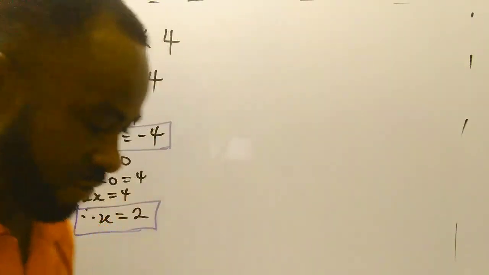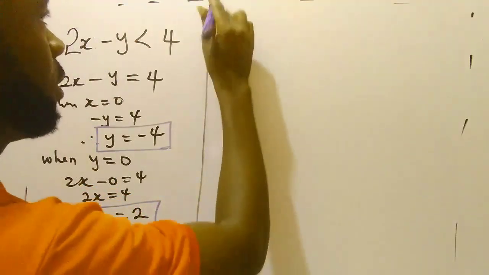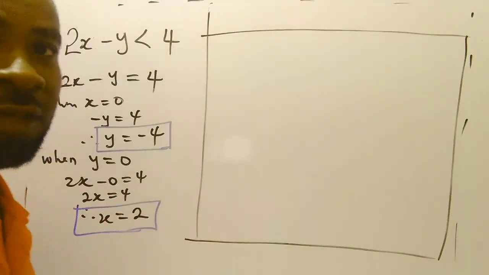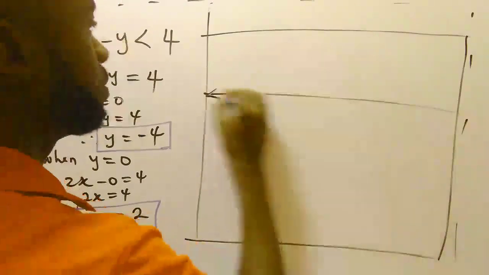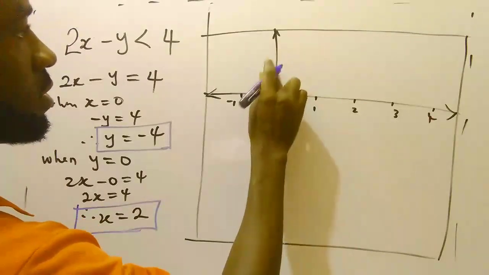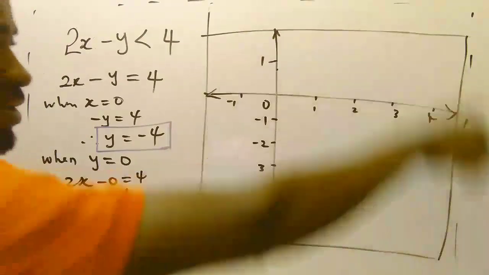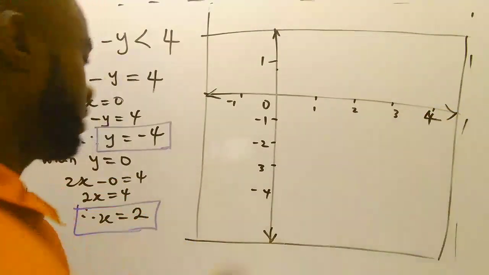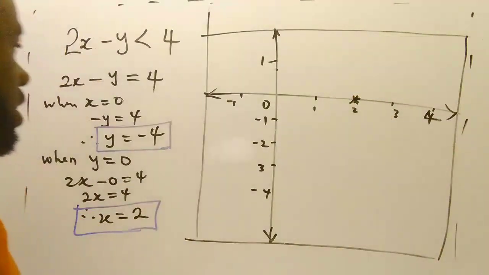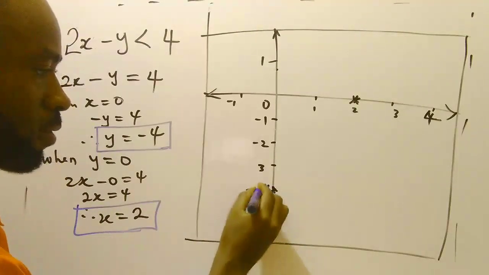So let's go to the graph now. As usual, let me use this box as my graph. Okay, so I've gotten my graph now. The point where x is 2, that's this point, mark it. The point where y is minus 4, that's this point here, you mark it.